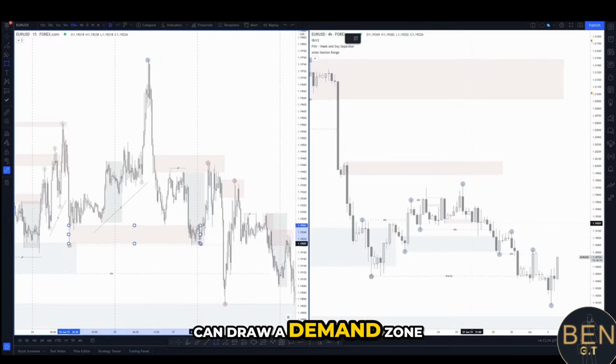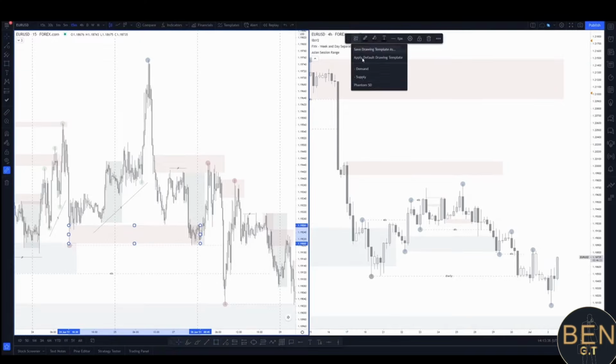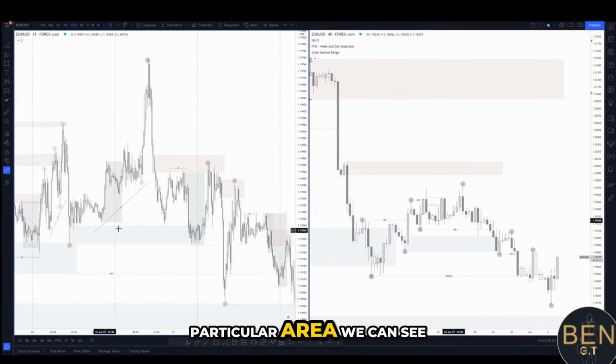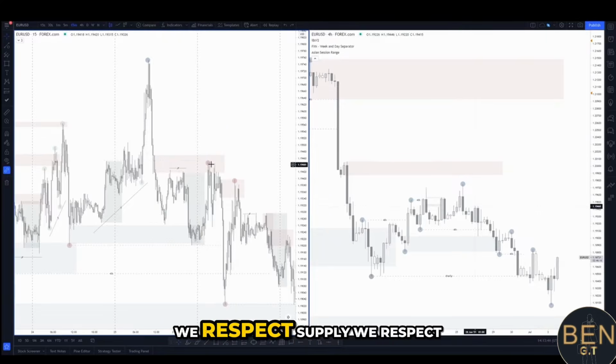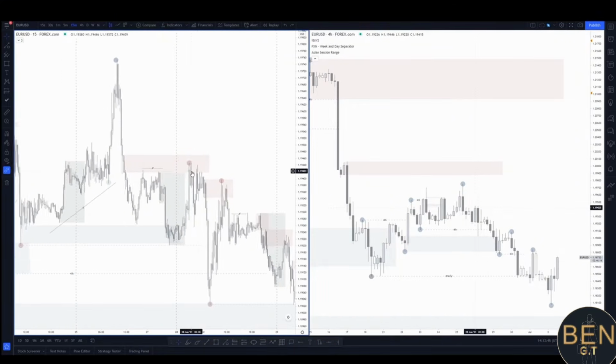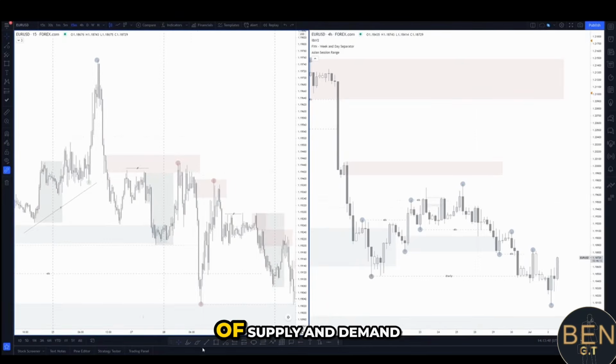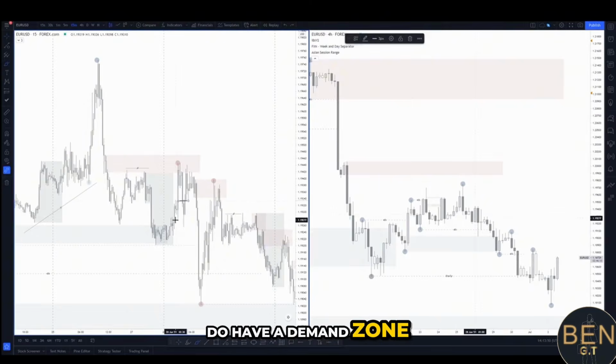We can draw a demand zone in this particular area. We can see it does hold initially. We get a reaction. We tap into supply. We respect supply. We respect demand. We're now having the dance of supply and demand. We can see that we do have a demand zone right here that is initially respected. We come back in, tap into supply once more, or fractal supply that's resting within these wicks.